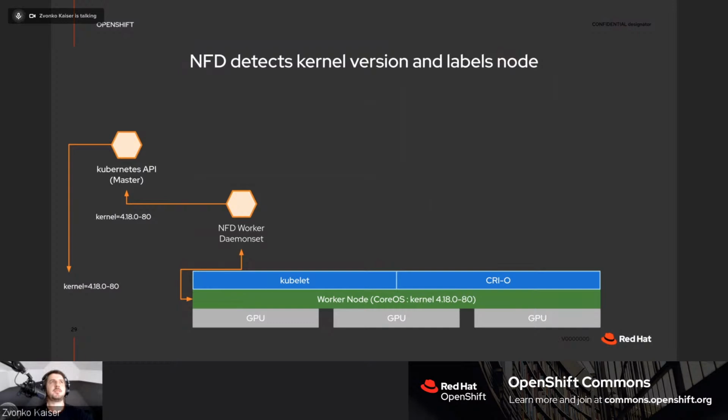Let me get into detail how SRO is dealing with updates. So let's start with the normal use case. We have deployed NFD and SRO. So the first step is NFD detects the kernel version and labels the node. We have a worker node, kernel running 4.18.0.80. The NFD worker daemon set detects it, sends a message to the NFD master, and the NFD master through the Kubernetes API labels the node and says, okay, I'm running with kernel 4.18.0.80.